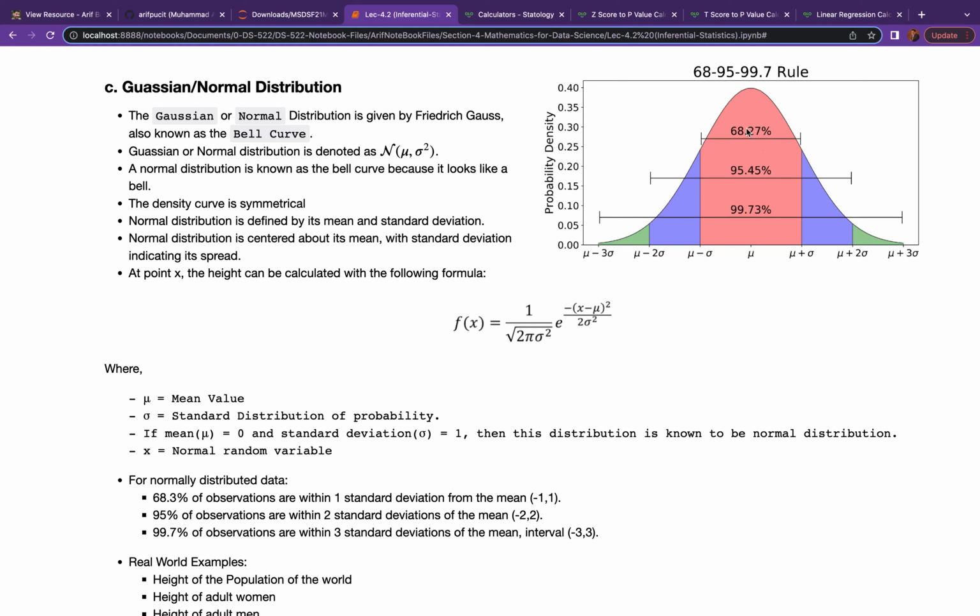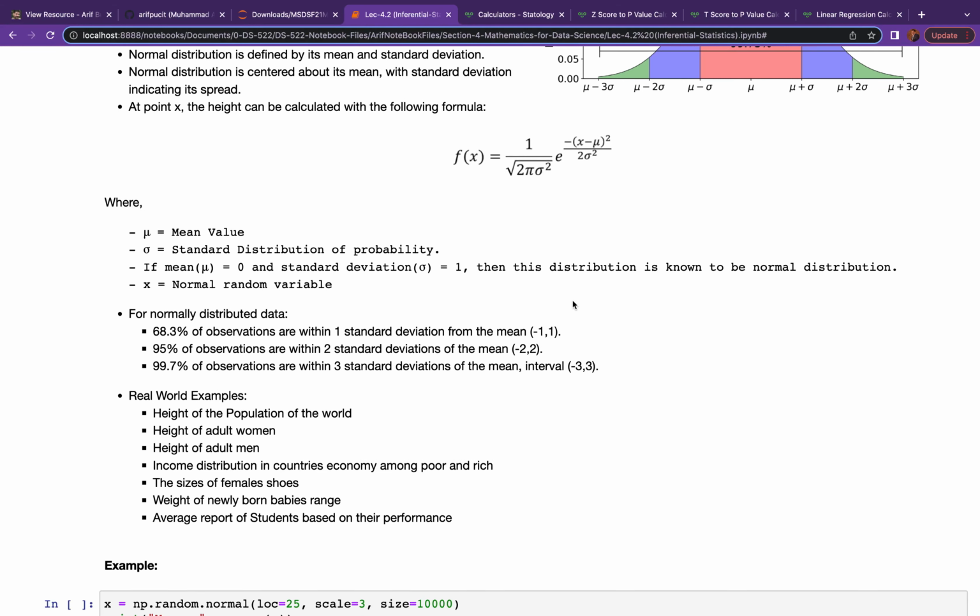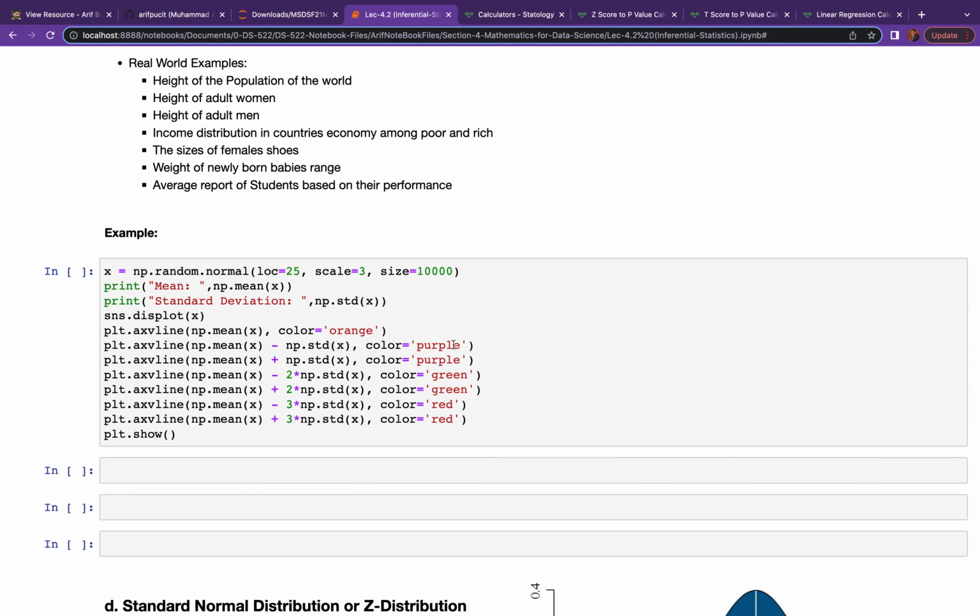And moreover, this 68% of the data exists within one standard deviation from the mean. 95% of the data exists within two standard deviations from the mean, and 99.7% of the data exists within three standard deviations from the mean. Great. Let me describe this with an example over here.